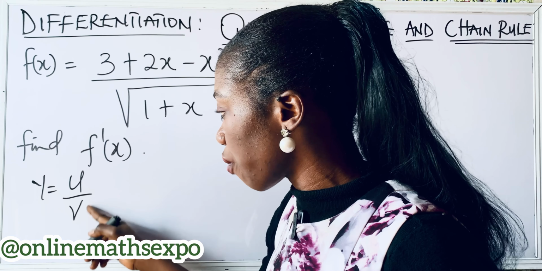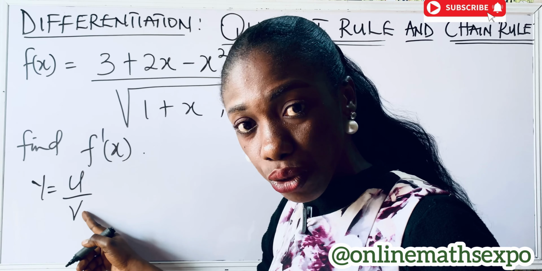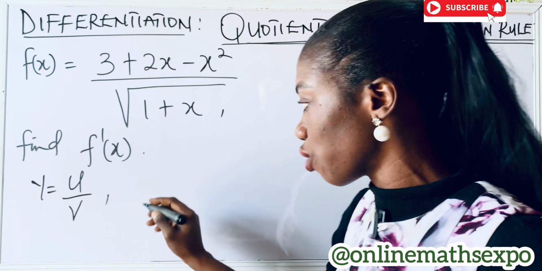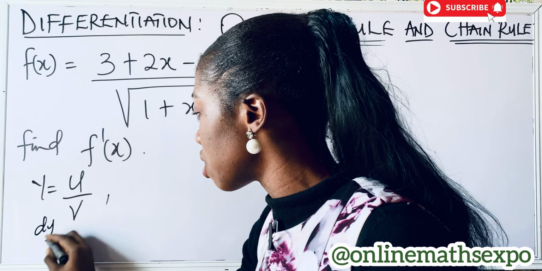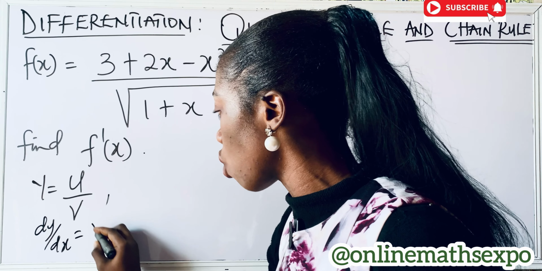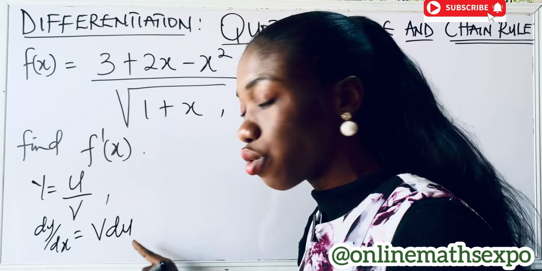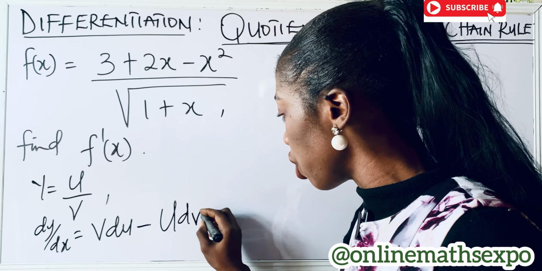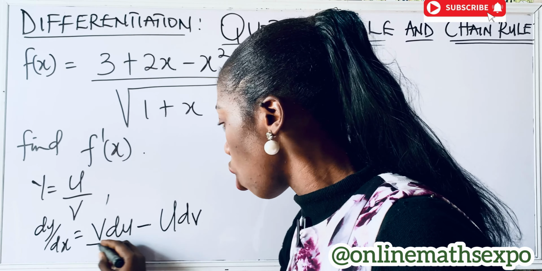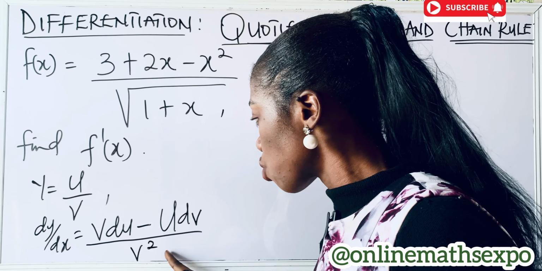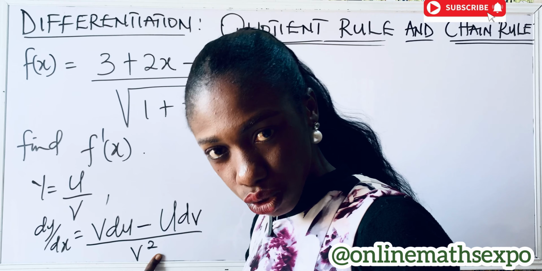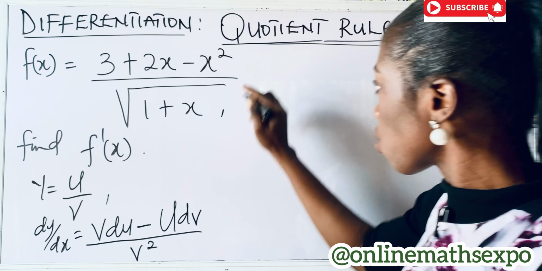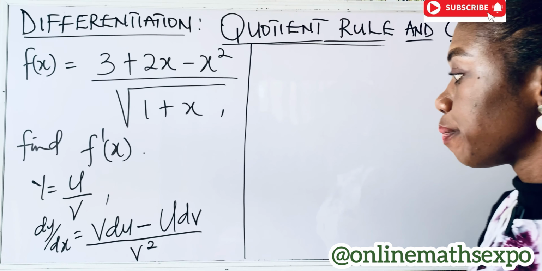If this is a function of u of x as given like this, and you're using your quotient rule, then we say that dy/dx is equal to v du/dx minus u dv/dx, all over v squared. So this is your formula for the quotient rule, and it's the quotient rule that is the key rule to use here. So let's go into solving proper.